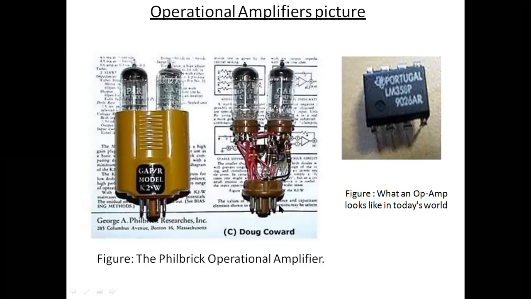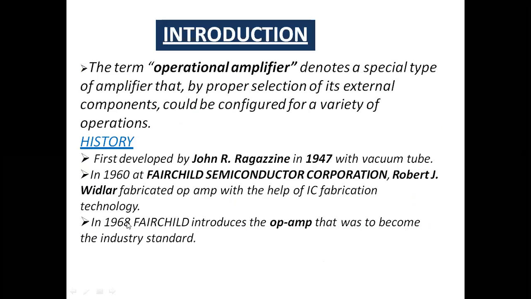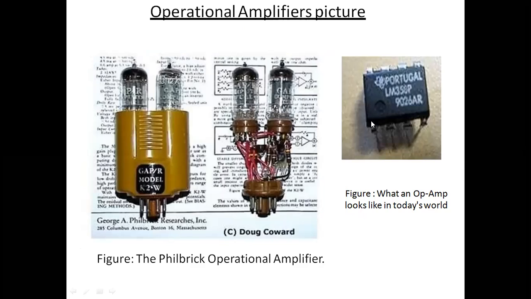If you see how it will look practically, here I have shown its symbol, what an op-amp looks like in today's world. We have seen the op-amp was discovered in 1968, which we can use in the industry, and it has been given in the form of IC fabrication. So here you can see it will look like this.